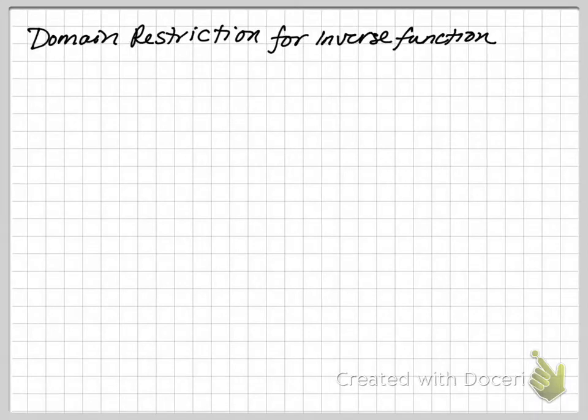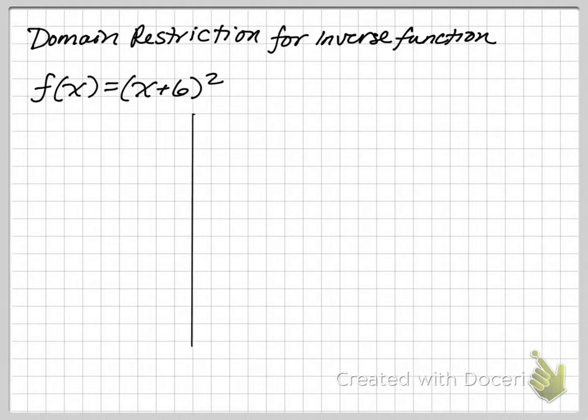Hi, this is Mr. Manley, and I'm going to talk about domain restrictions to get an inverse function. For instance, if I have this function, f of x equals (x plus 6) squared, it is not going to have an inverse function because what would be the inverse, if we look at it graphically, is not going to pass the vertical line test.